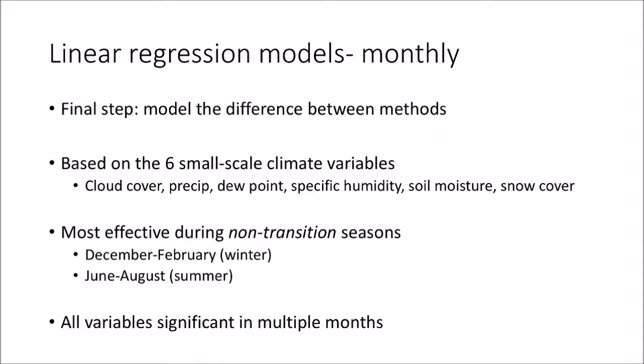So finally, I can put all this together and create some linear regression models to try to explain, again, these differences between methods and their spatial and seasonal patterns. Initially I just started with those 6 small-scale climate variables that I was studying: cloud cover, precip, dew point, humidity, soil moisture, and snow cover. And again, as mentioned, these linear regression models were most effective during the non-transition seasons. I did this at the monthly scale, so for each month for the 30-year period.